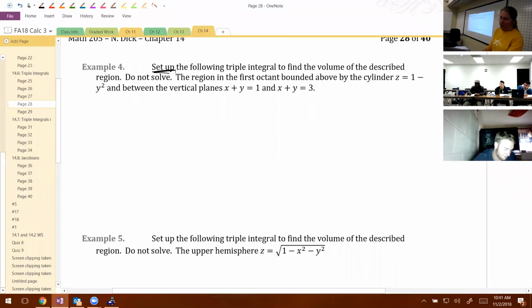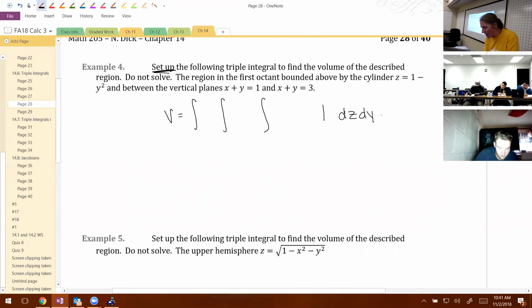Even if we don't look at the graph, hopefully we can still figure out how to set this up. When we are finding volume with triple integrals, I'm going to leave space for my limits. The integrand is always going to be 1. If we're using triple integrals to find volume, the integrand is always 1. And let's stick with the default dz, dy, dx and see if that's good enough. If not, we'll switch it. But that may be sufficient here.